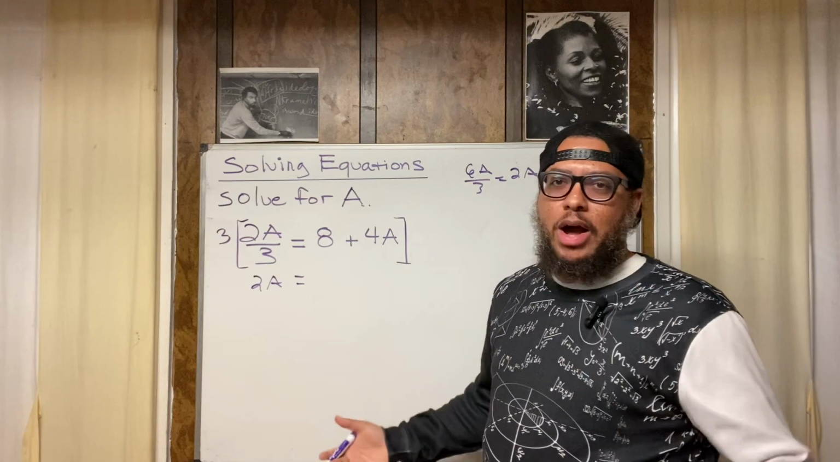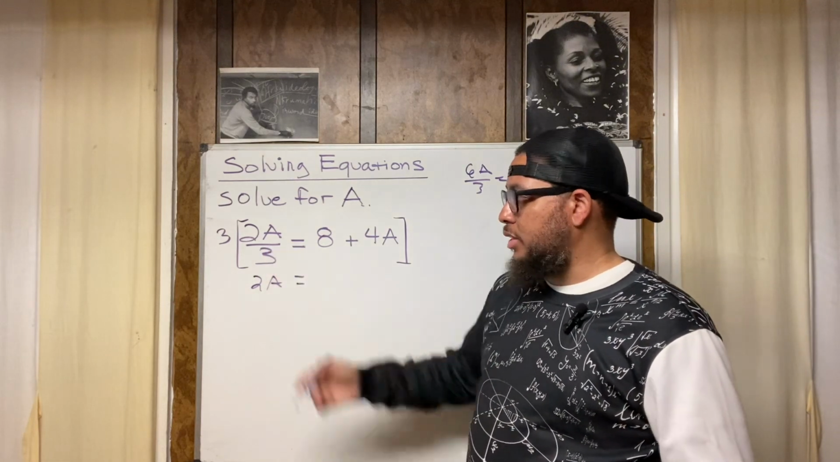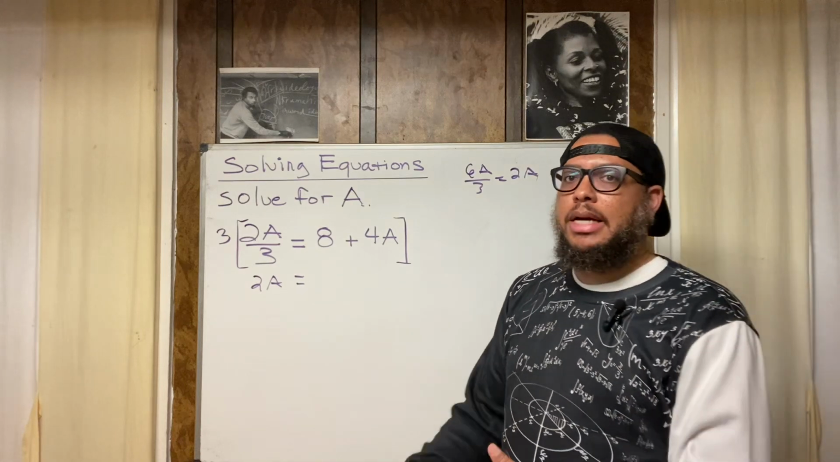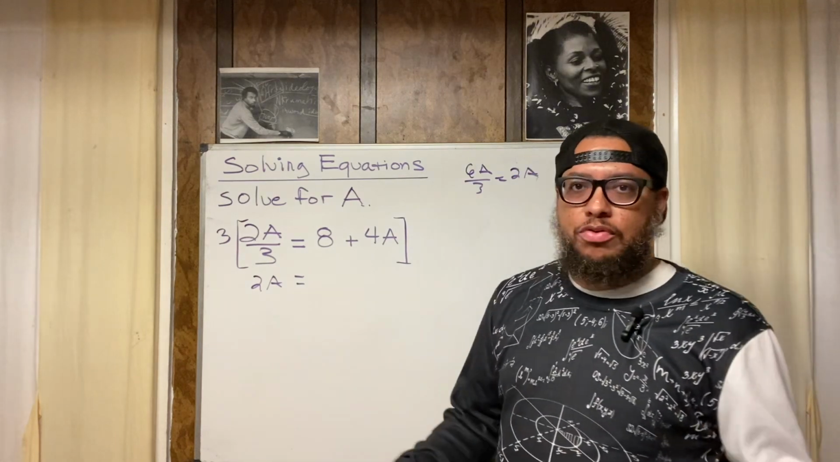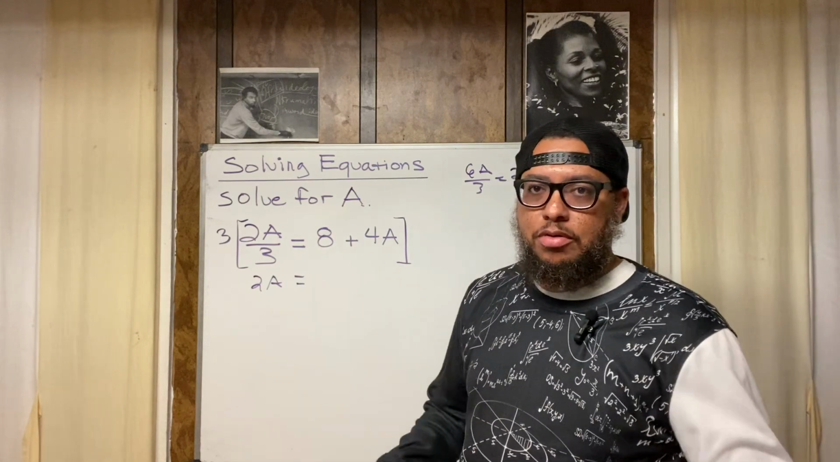Always keep in mind, why are we even doing this step, right? Keep that in mind. Why? Because we're trying to get rid of the fraction. Why do you want to get rid of the fraction? Because the problem is easier to work out if you don't have fractions. Fractions make things a little more complicated sometimes. We want to try to simplify things.